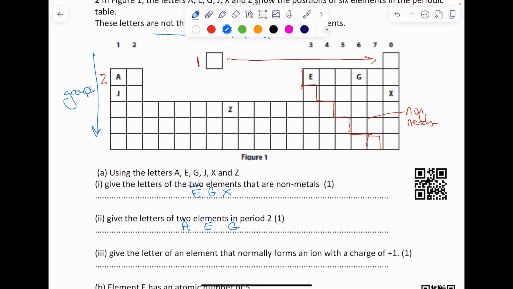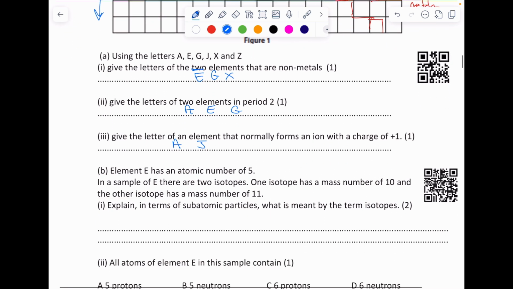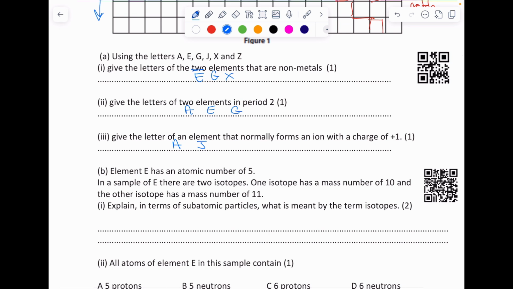Give the letter that normally forms an ion of +1 charge. So if you remember, group 1 always forms a +1 charge. So again, there are two possible answers. You could have had J or A, and just one to get the marks in there. Okay, next one.